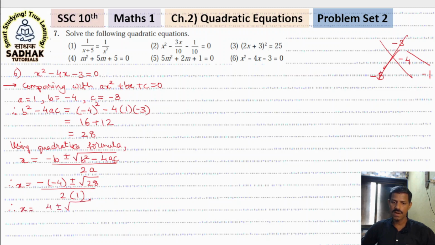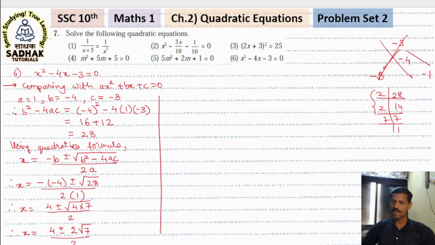Now can we factorize this 28? If we factorize 28, look what we get: 2 multiplied by 2 is 4, 28 divided by 2 is 14, 14 divided by 2 gives you 7, and 7 ones are 7. So we can take 4 multiplied by 7, so 4 multiplied by 7 divided by 2. Therefore x will be equal to 4 plus or minus the square root of 4, which is 2, so we can write 2 under root 7 upon 2. Okay, I hope this step is understood.